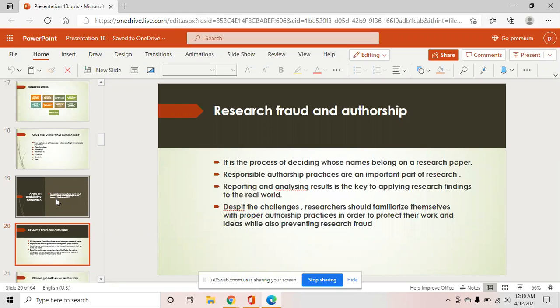Research fraud and authorship. It is the process of deciding whose names belong on a research paper. Responsible authorship practices are an important part of research. Reporting and analyzing results is the key to applying research findings to the real world. Despite the challenges, researchers should familiarize themselves with proper authorship practices in order to protect their work and ideas while also preventing research fraud.